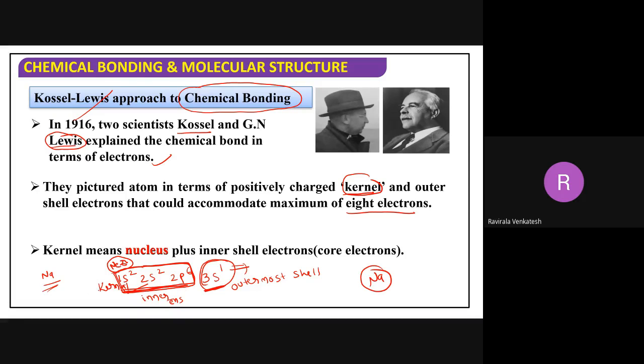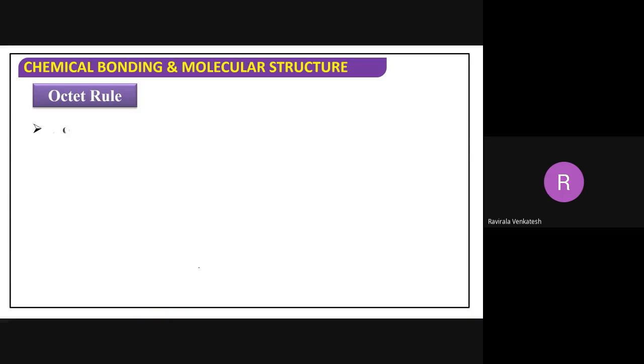In addition, you can include the nucleus in the kernel too. If I write Na+, the entire thing, with this configuration, is the kernel. You can include even the nucleus, because there are no reactions in this case. Understood? That is the meaning of kernel here.